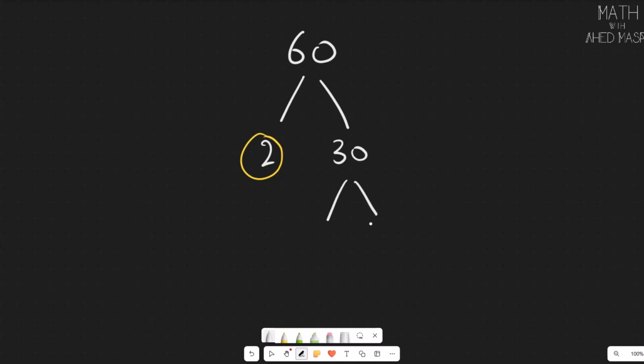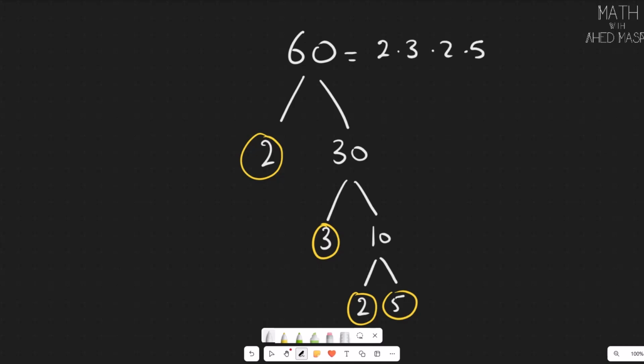Here we have 30, I can simply say 3 times 10 or 6 times 5, it doesn't matter. 3 here is a prime number, I cannot break it down anymore, yet 10 I can still break it down. 10 is simply 2 times 5, and now we are done. So simply I can represent my 60 as 2 times 3 times 2 times 5. There we go. So the number will be written as the product of all of these circled numbers, and we always prefer to write it in an organized way like this, like 2 times 2 times 3 times 5, or I can simply say 2 to the power of 2 multiplied by 3 multiplied by 5, and that's how we do it.